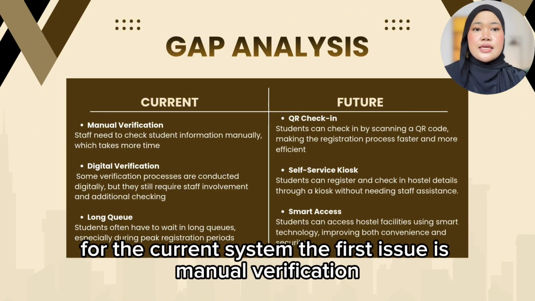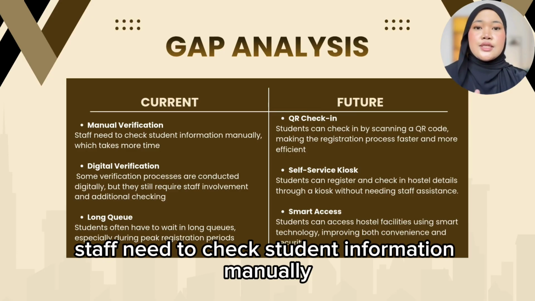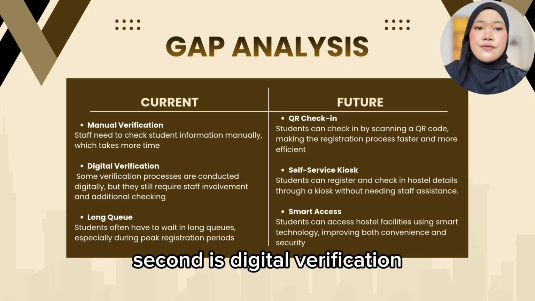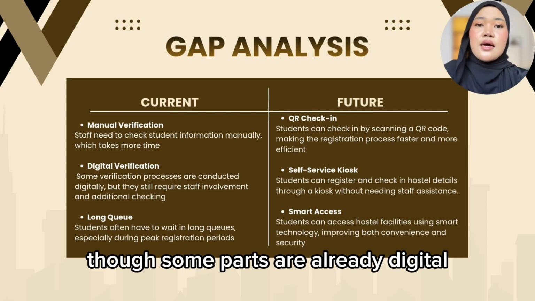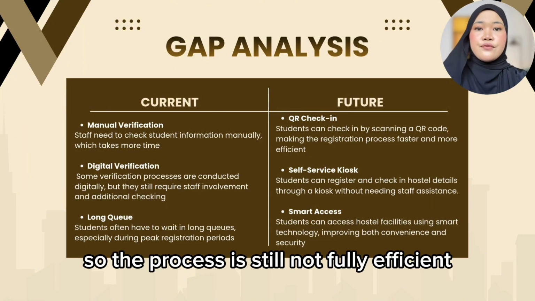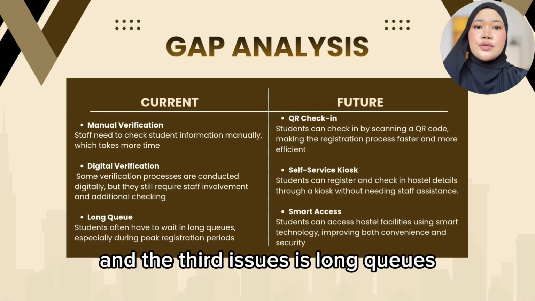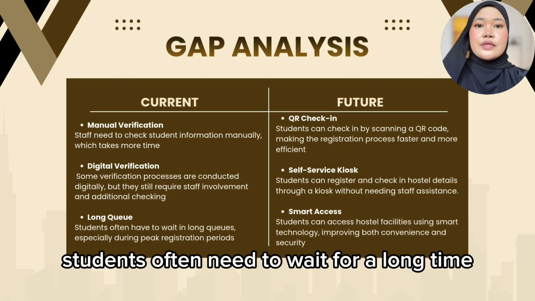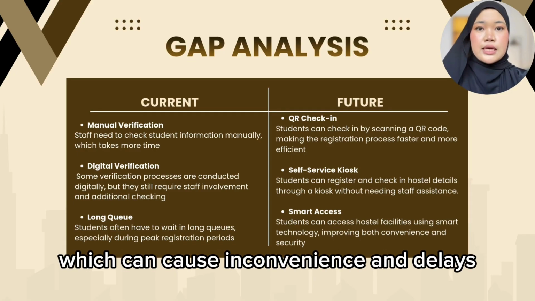For the current system, the first issue is manual verification. Staff need to check student information manually, and this takes a lot of time and effort. Second is digital verification. Though some parts are already digital, staff still need to be involved in additional checking, so the process is still not fully efficient. And the third issue is long queues. During peak registration periods, students often need to wait for a long time, which can cause inconvenience and delays.